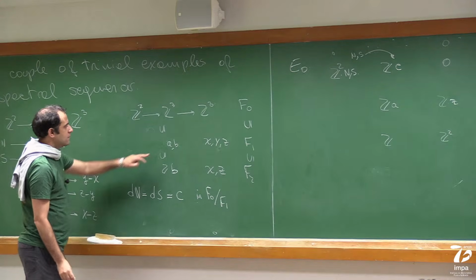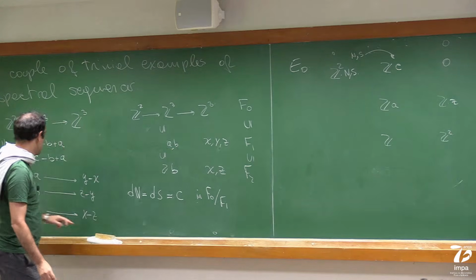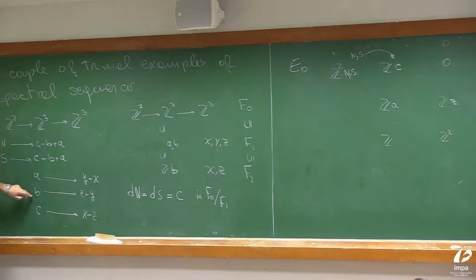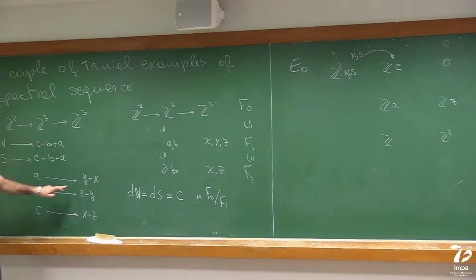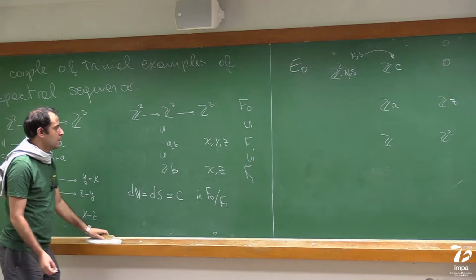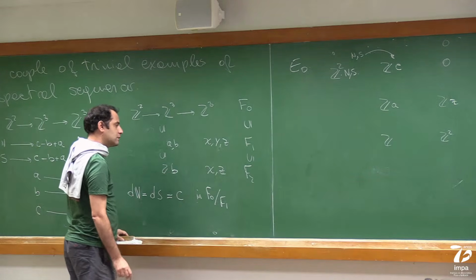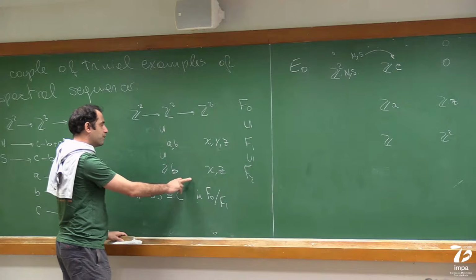So that now the differential of A and the differential of B are both, well, differential of A goes to y minus x. X is in F2, so it's just y. And the differential of B is z minus y. Z is in F2, so it's minus y. And the differential of z doesn't matter because c was in F0. So I think this looks correct. So this is F1, this is F2.